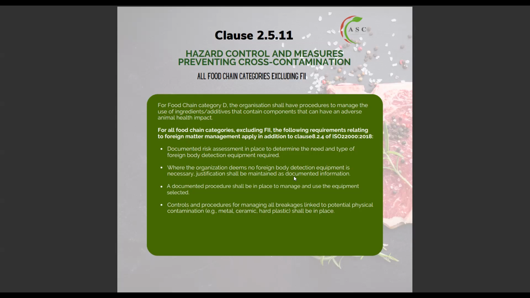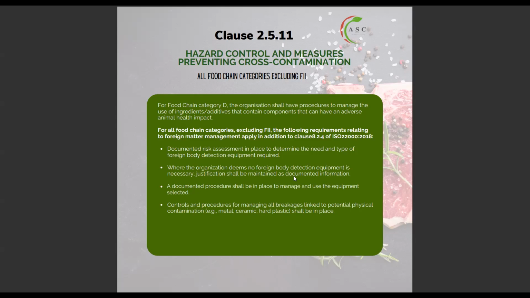And then under D, for all food chain categories, excluding F2, which is about, I think, brokers, brokering, trading, or e-commerce, the following requirements relating to foreign matter management shall apply. The organization shall have a risk assessment in place to determine the need and type of foreign body detection equipment required, and where the organization deems that no foreign body detection equipment is necessary, justification shall be maintained as documented information.